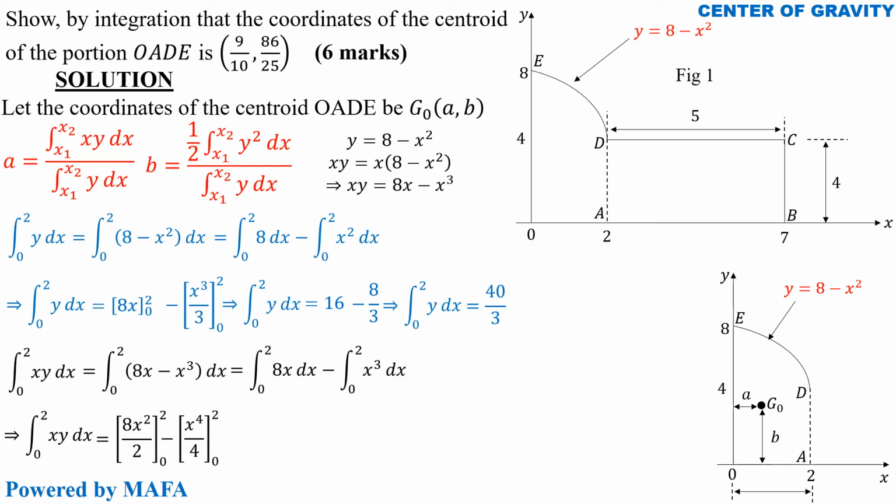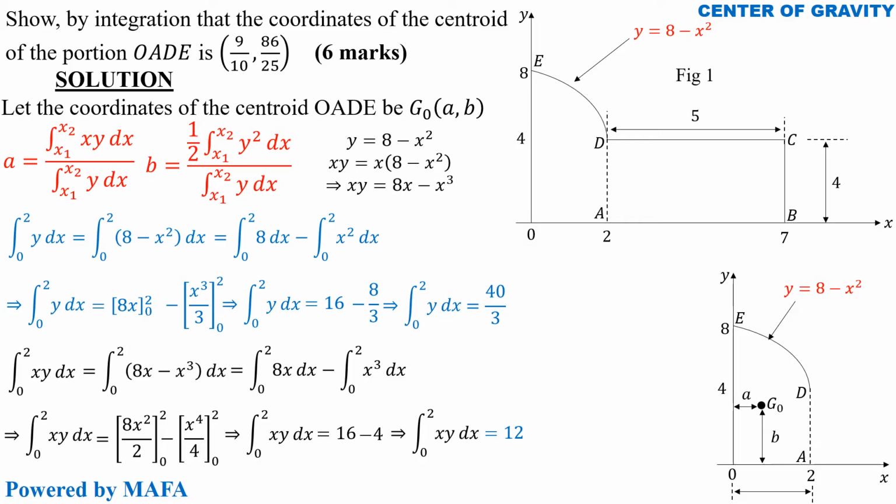Integrating the second part, we have x to the power 4 on 4. Remember, we are in an interval 0 to 2. So fitting the upper limit in the first part, we have 16 for sure. In the next part, we have 4. Simplifying, we have 16 minus 4, which is 12. So we see the numerator of the expression of a is simply 12.